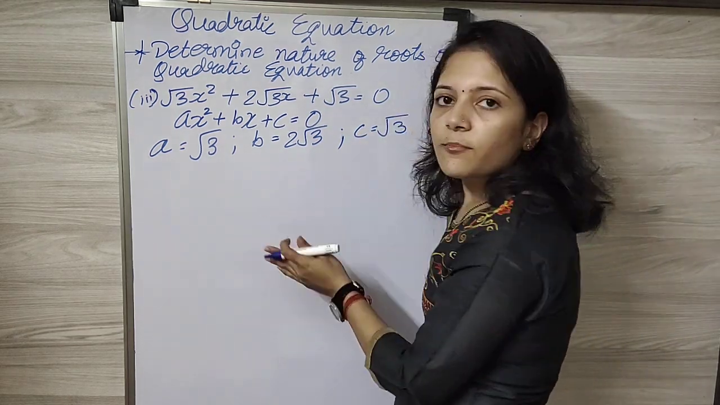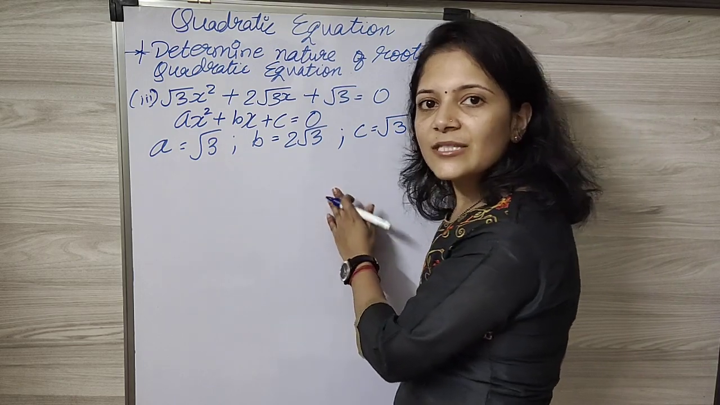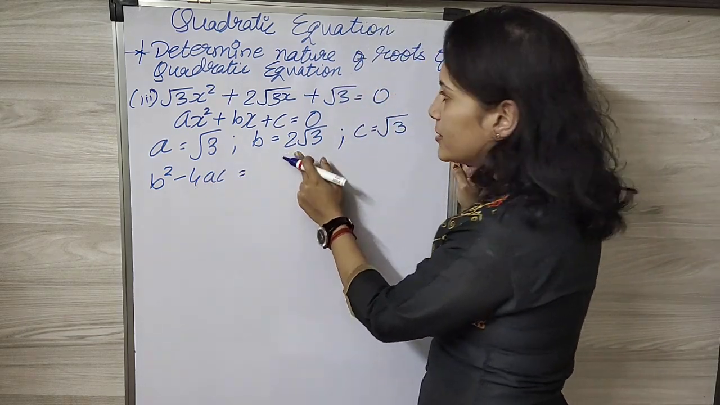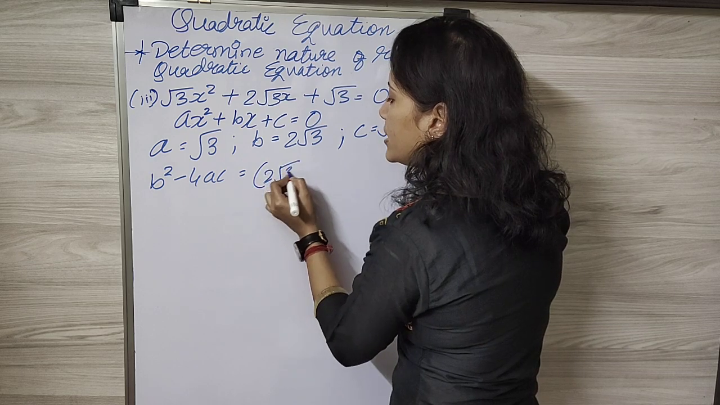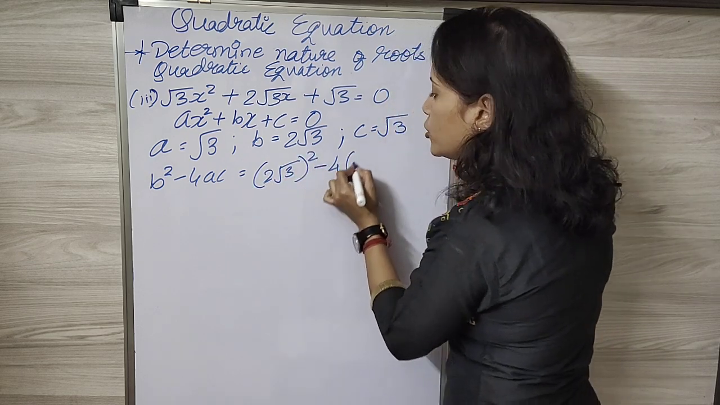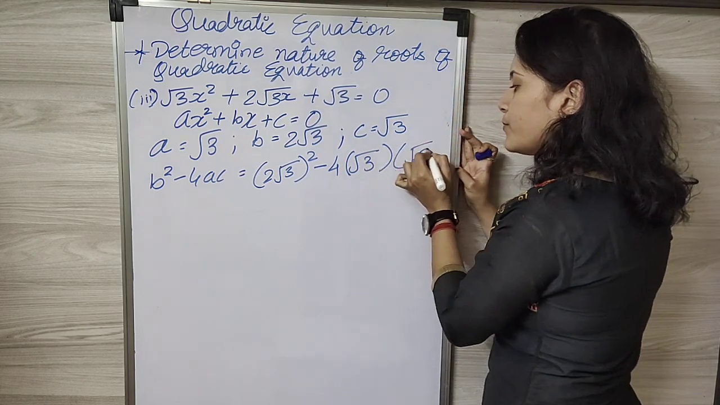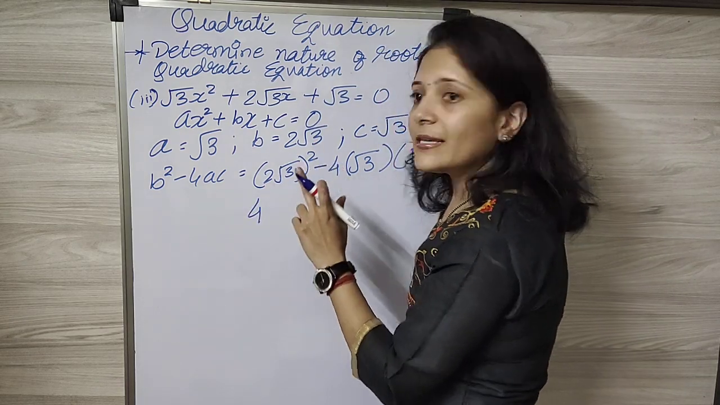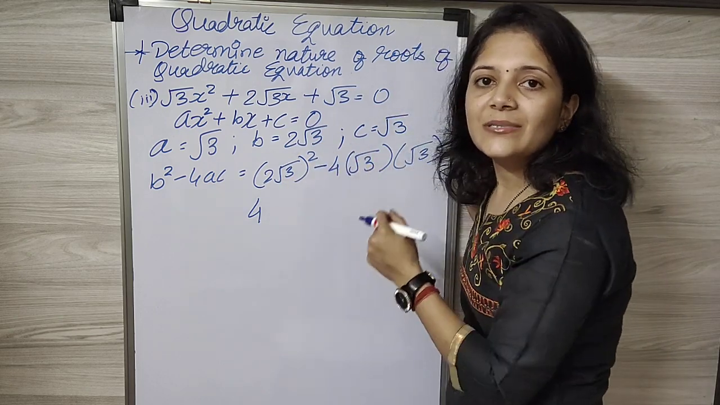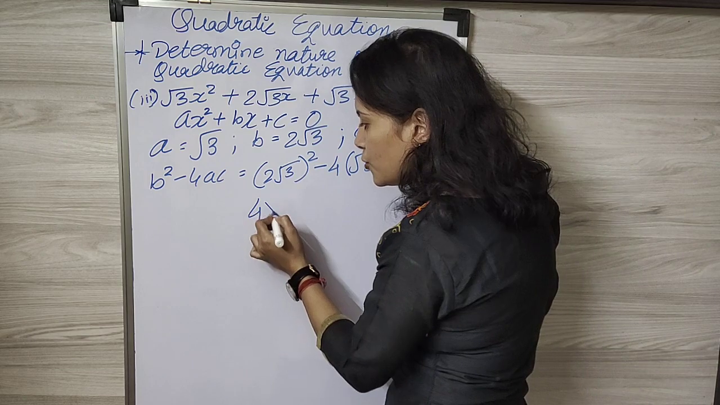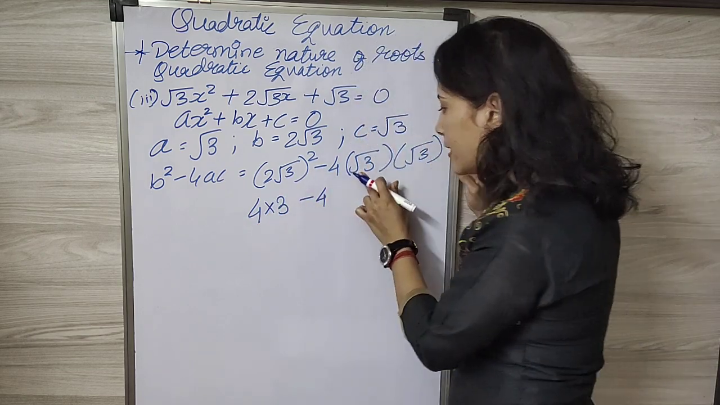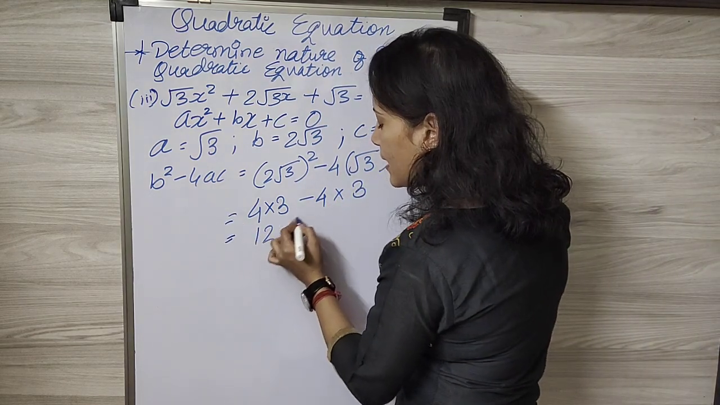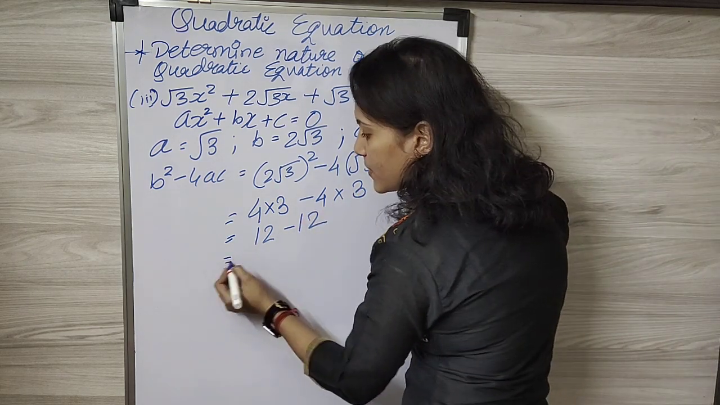So again same thing, you have to replace these values in the formula b square minus 4ac. So what is b? That is 2 under root 3. 2 under root 3 the whole square minus 4 into under root 3 into under root 3. Now 2 square, that is 4. Under root square, that is the whole number. Under root 3 into under root 3 becomes 3. So 4 times 3 is 12, minus 4 into under root 3 into under root 3, that is 3, 4 3s are 12, 12 minus 12, that is 0.